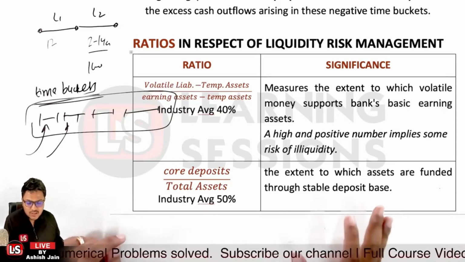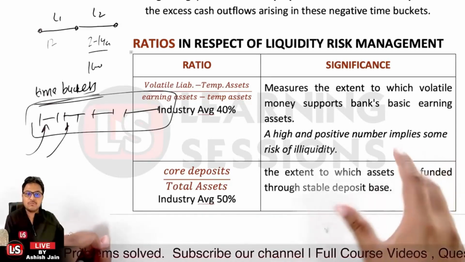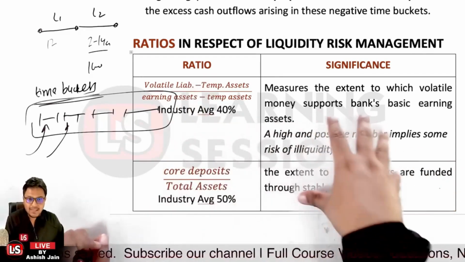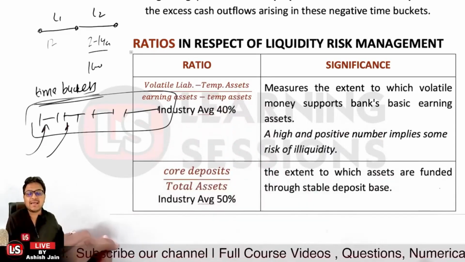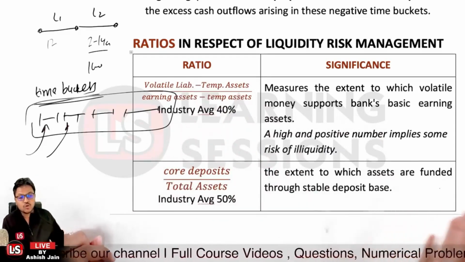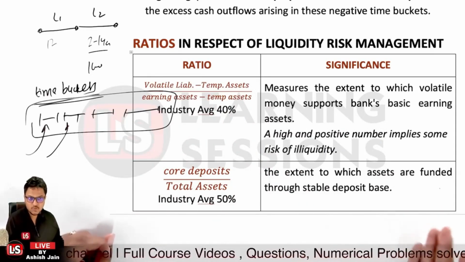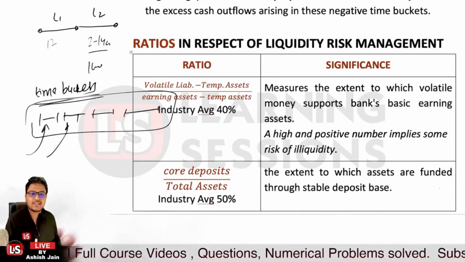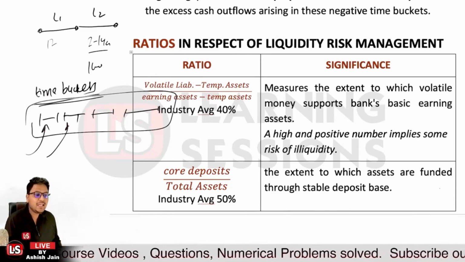It measures the extent to which the volatile money supports the earning assets of the bank. So the more it is, the worse it is, because that indicates some risk of illiquidity.